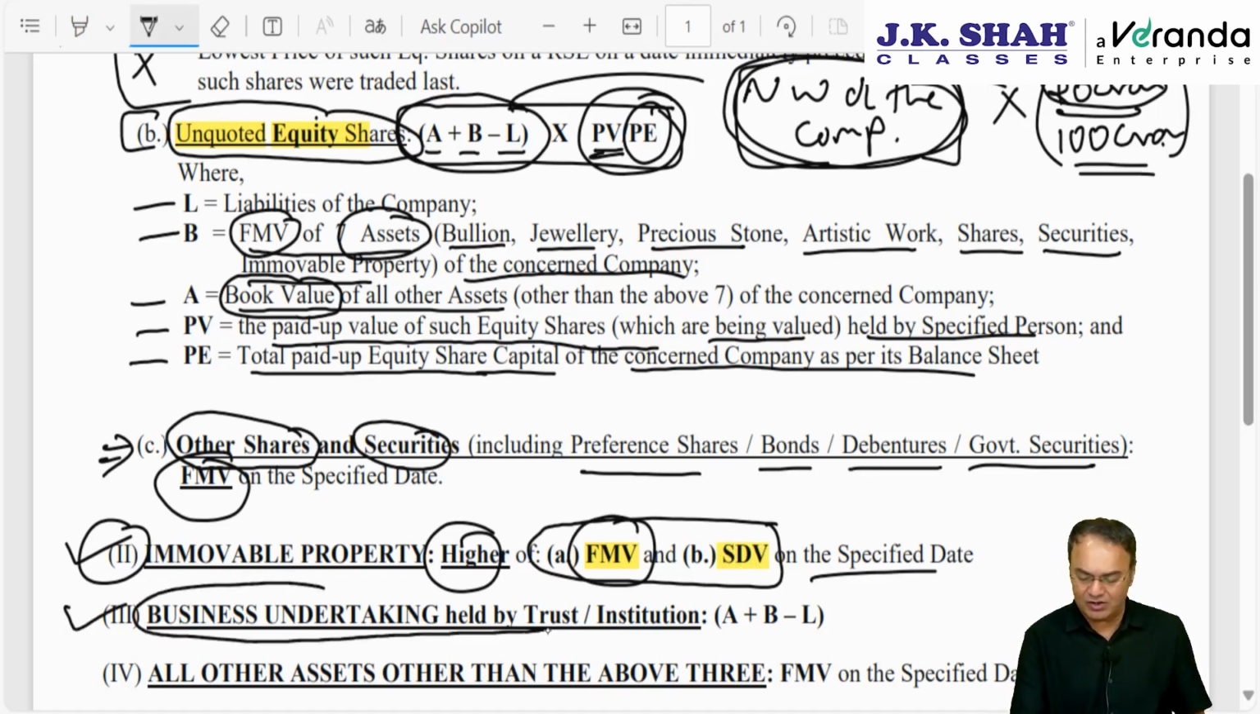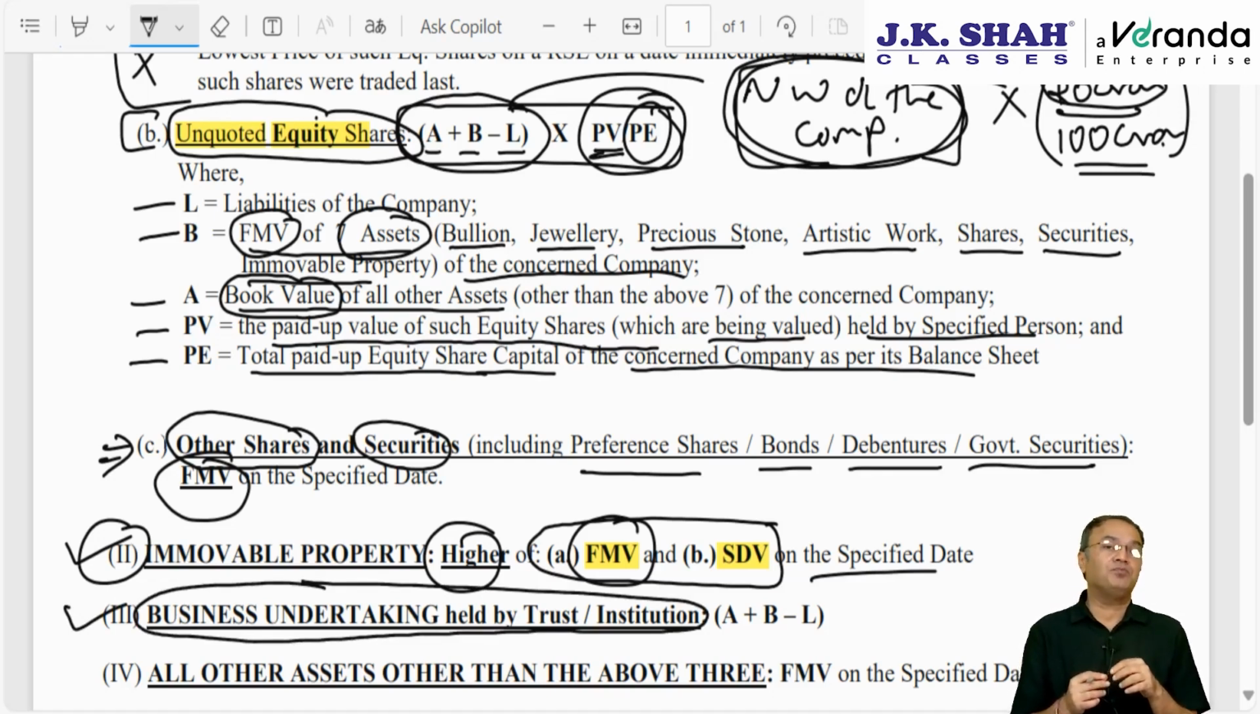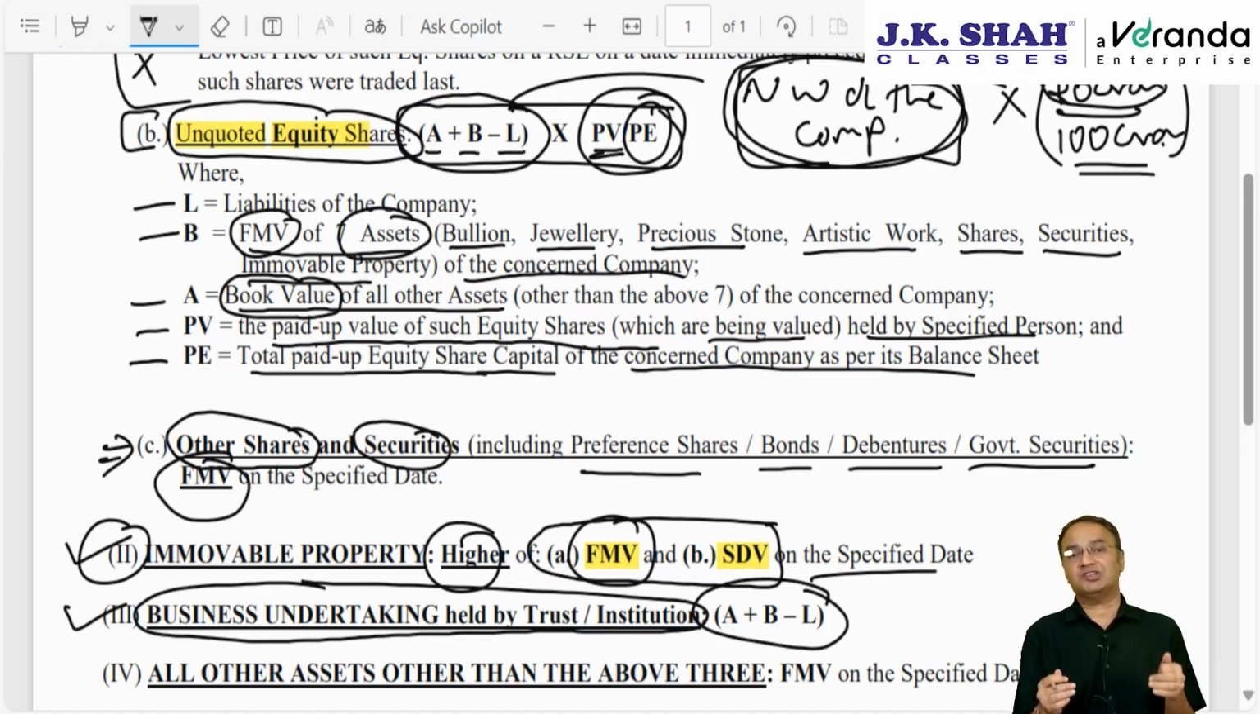Business undertaking of the trust, business undertaking held by specified person. Business undertaking would mean shop, showroom, godown, etc. Here straight away A plus B minus L formula. A and B are assets. B means those 7 assets for which we have to take FMV. A means those assets for which we have to take book value.